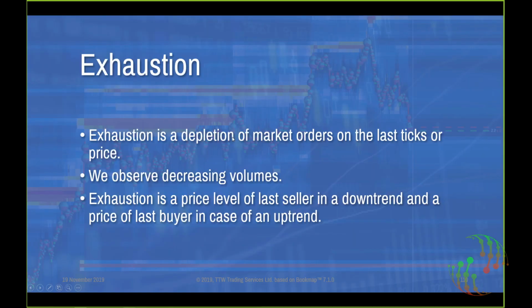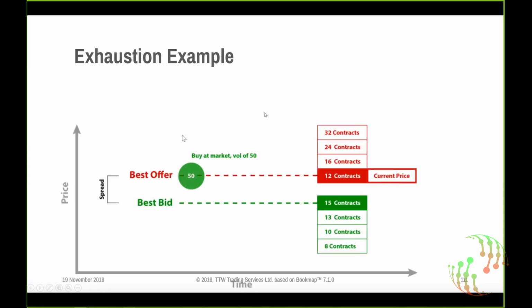Exhaustion. I would like to discuss exhaustion before we continue with the sweep tomorrow, because it is one of the remarkable moves in the market. Exhaustion is also absolutely interesting. Exhaustion is a depletion of market orders on the last ticks or price. We observe decreasing volumes. Exhaustion is a price level of the last seller in a downtrend and a price of the last buyer in case of an uptrend.